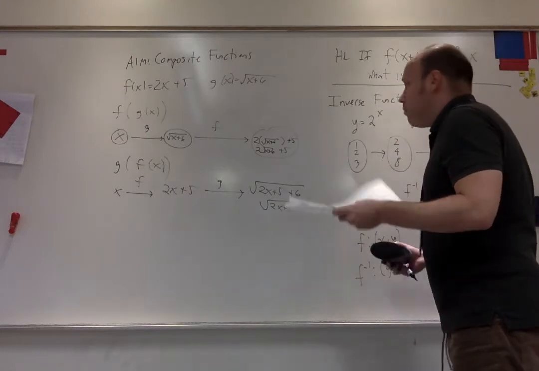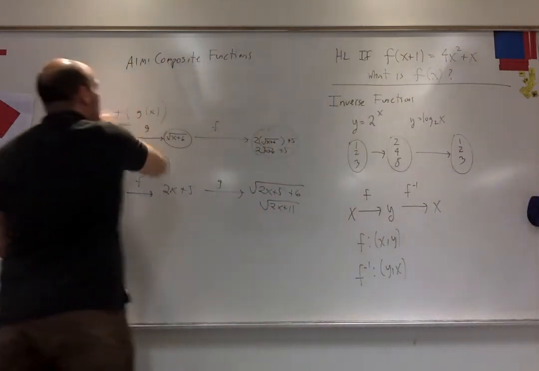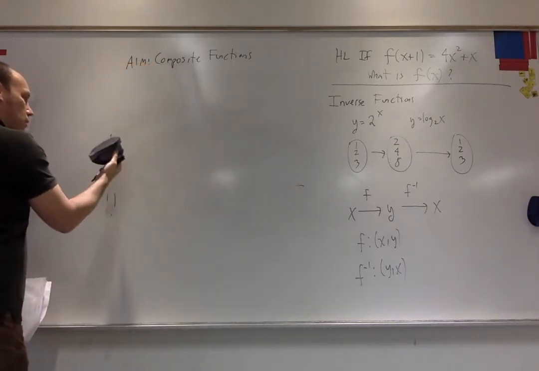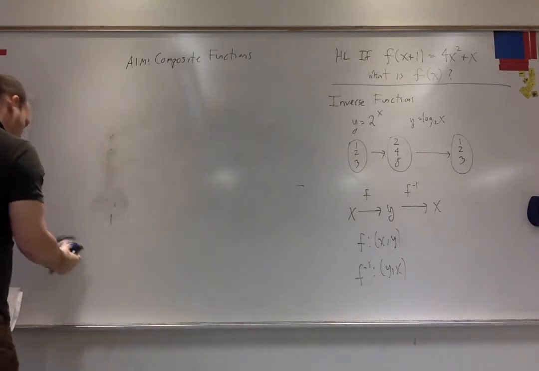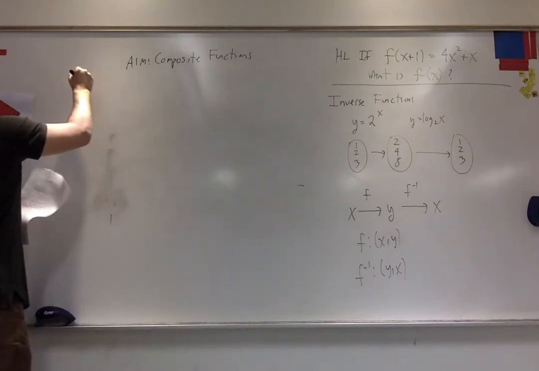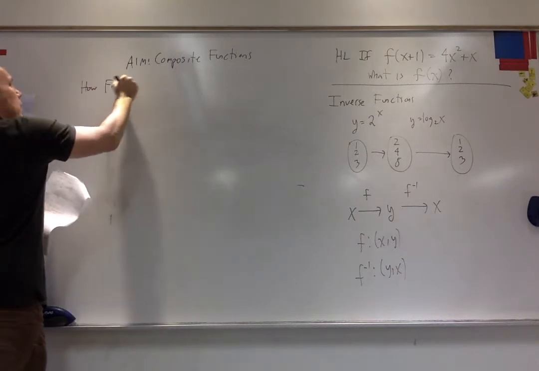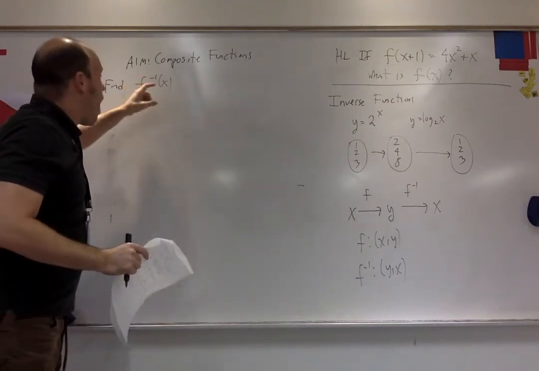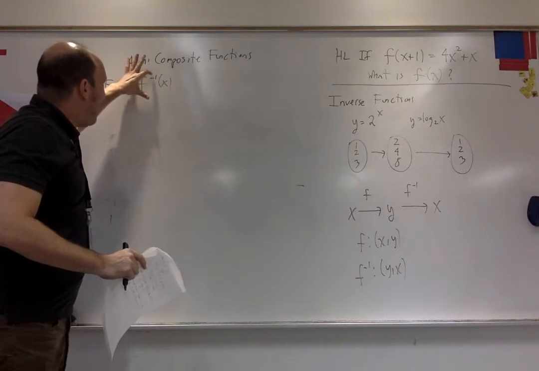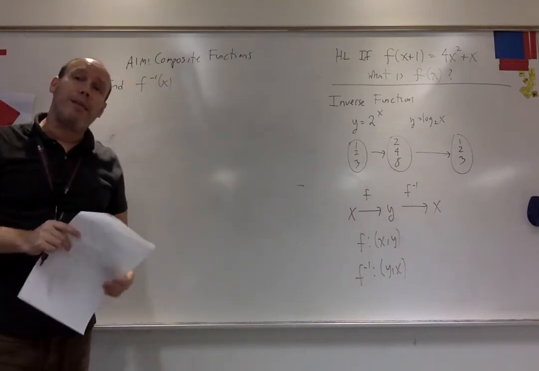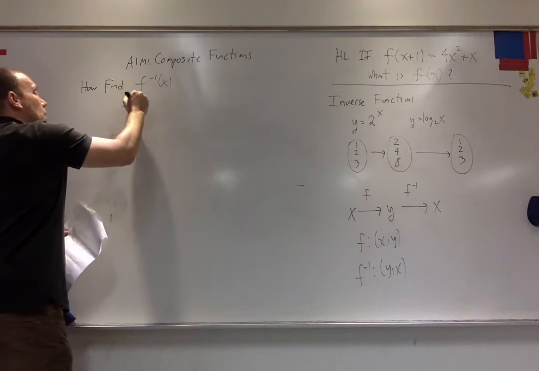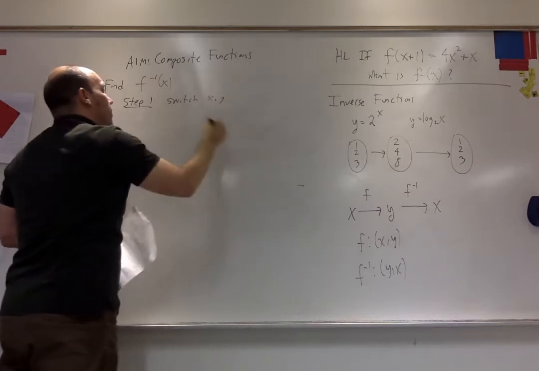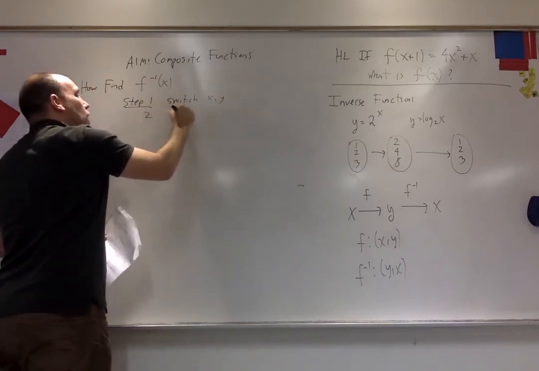Right? So what happens here? Sorry, guys. So how to find the inverse function. This is the notation for the inverse function. It's not an exponent. When you see f negative 1, you say to yourself, oh, they're talking about the inverse. Step 1, switch the x and the y. Step 2, solve for y.